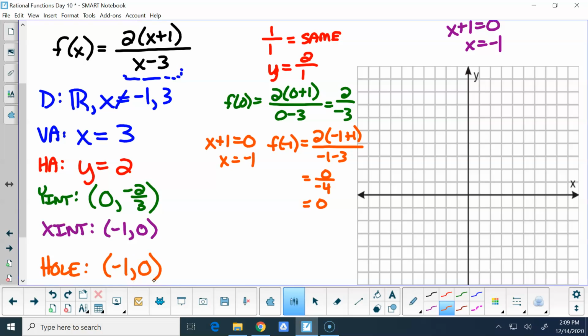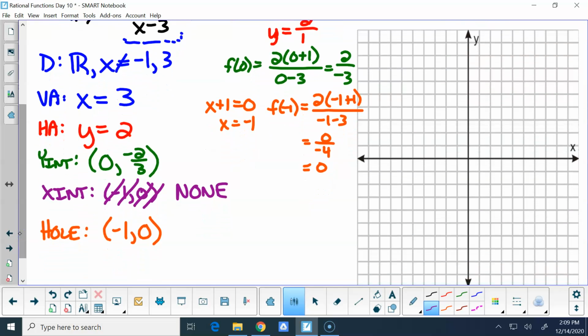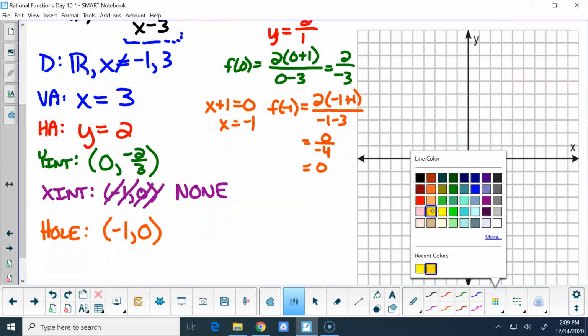That hole has more power than my x-intercept. So my x-intercept now is none because I can't touch there because it is a discontinuity. So a hole takes precedence over an intercept any day. Okay? I have a horizontal asymptote, so that means I do not have a slant asymptote.